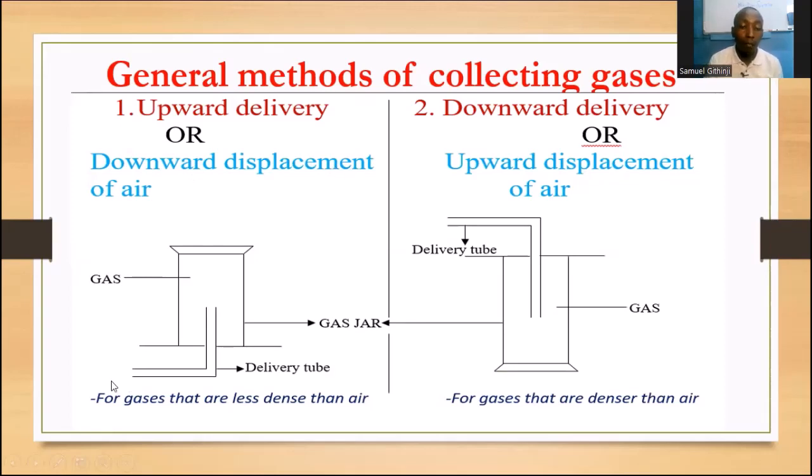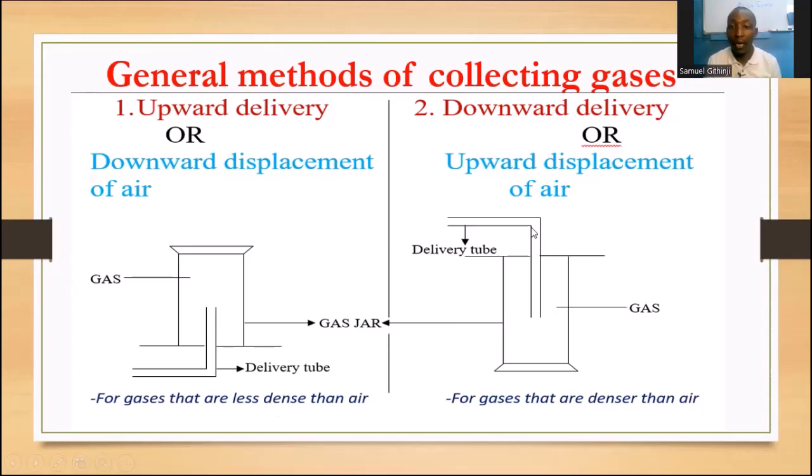This one, remember, it is for the gases that are less dense than air. Once the gas is collected in the gas jar, it occupies the upper part of the jar. Remember, the gas jar is upside down, so the air that was inside is pushed down, displaced downward. That's why this method can also be called downward displacement of air. So my student, I hope now you get it. Remember, you can just call it upward delivery without too much repetition there.